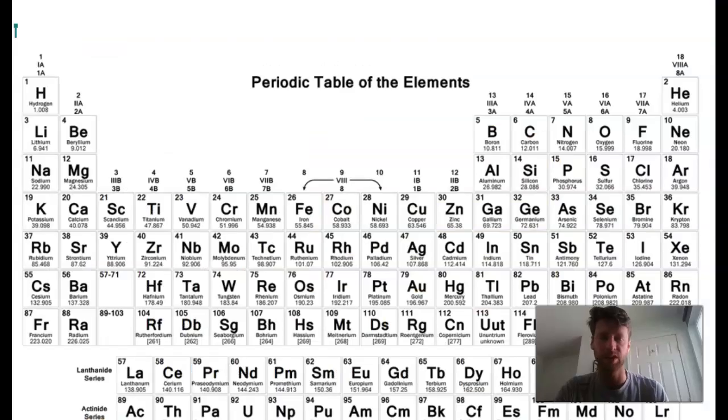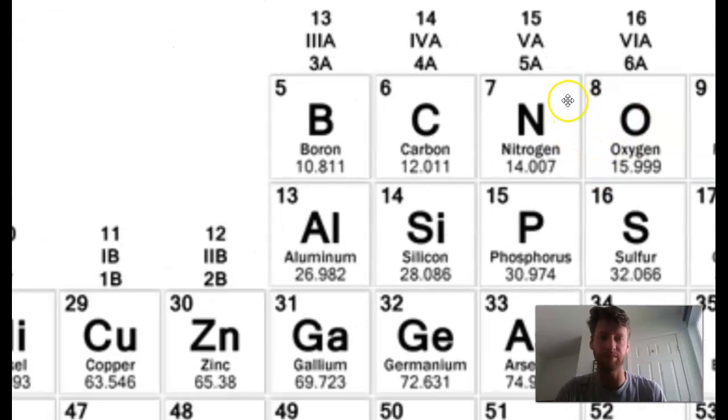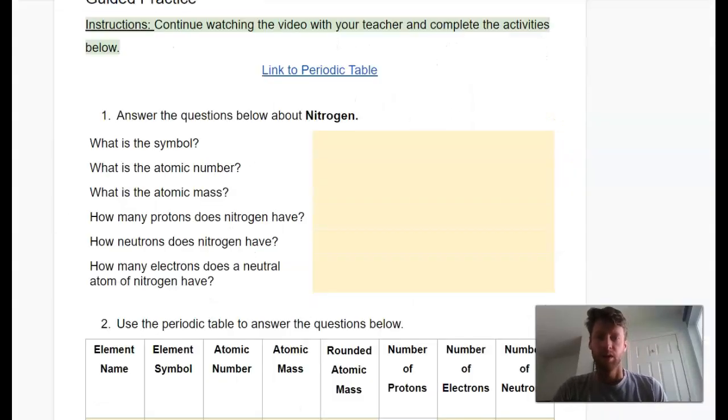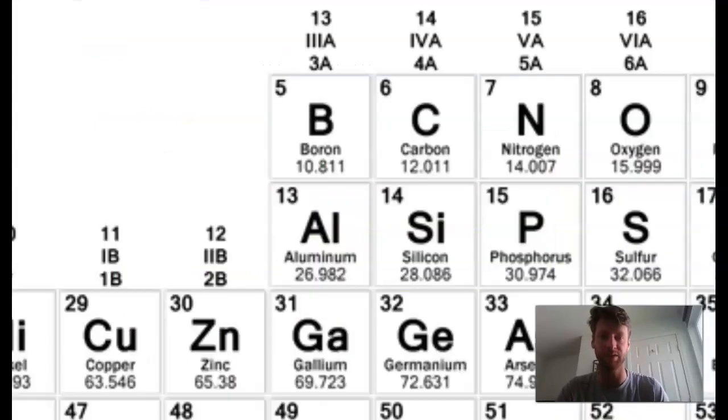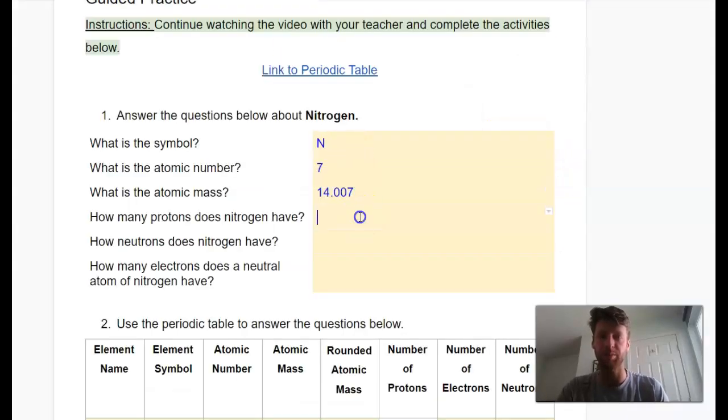On our periodic table, we have nitrogen here. It's the 7th element. I'm going to zoom in to make it a little easier to see. The symbol is a capital N. The atomic number in the top left is 7. The atomic mass was 14.007, I believe. Yes, it was 14.007. How many protons does it have? Well, that's equal to my atomic number. So if I have an atomic number of 7, I have 7 protons.